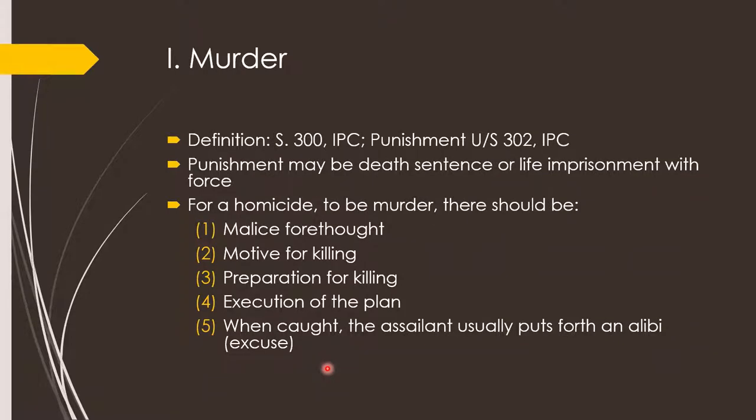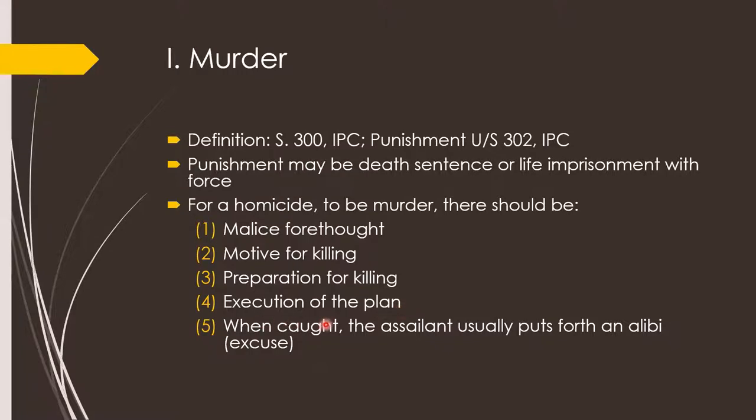Next, about murder. The definition of murder is given in section 300 IPC, the punishment given under section 302 IPC. The punishment may be death sentence or life imprisonment with fine. And for explaining homicide to be murder, we have to prove certain points. That is, there should be some malice aforethought, there should be some motive for killing, there should be some preparation for killing, and finally the execution of the plan.